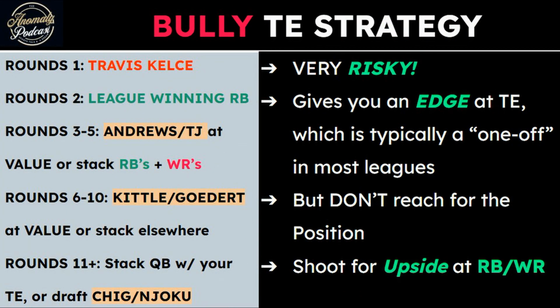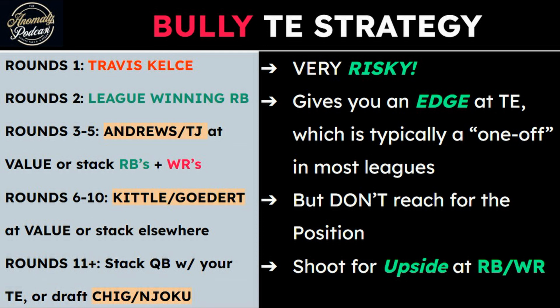All right, like I mentioned, this is the riskiest strategy on a yearly basis. But if you're risky, if you want to go for broke, this is the strategy for you. On the left side of your screen, you see how you should be drafting on a round-to-round basis. On the right side, you have some quick notes. Again, it's very risky, this strategy. It's going to give you an edge at tight end, which is typically a one-off position.